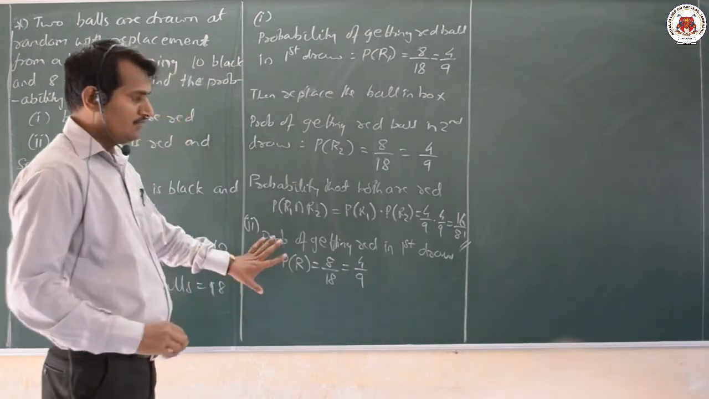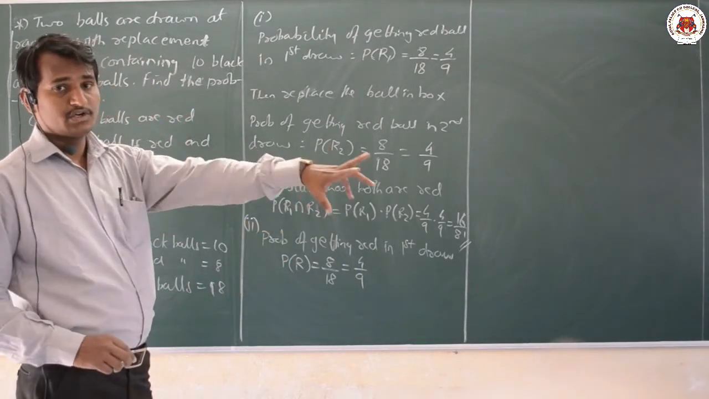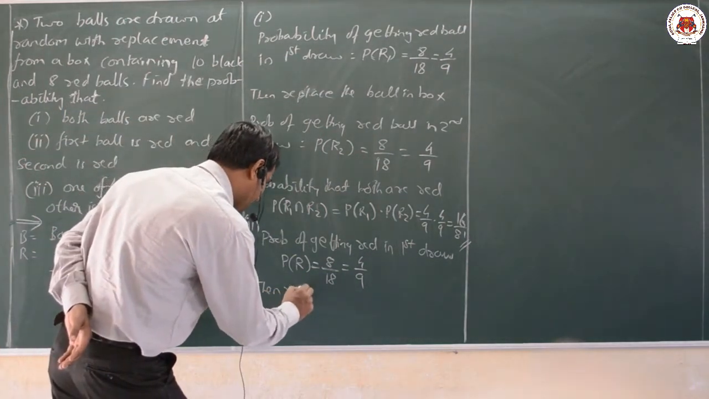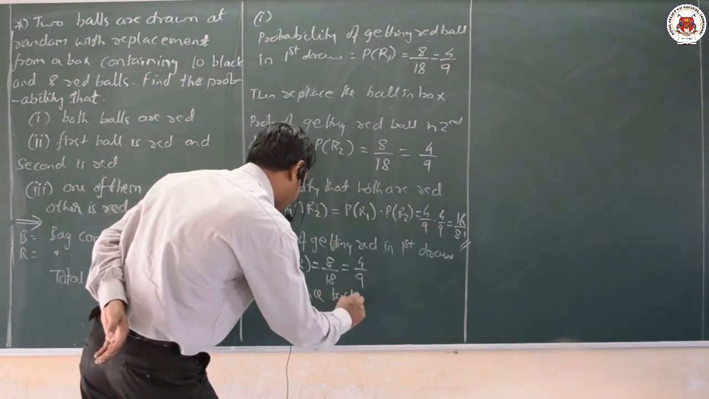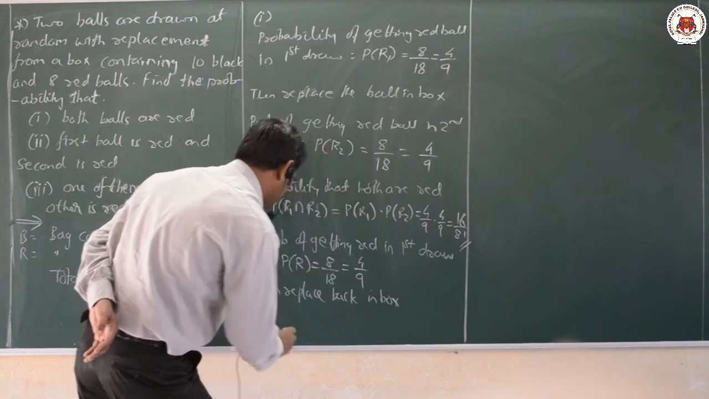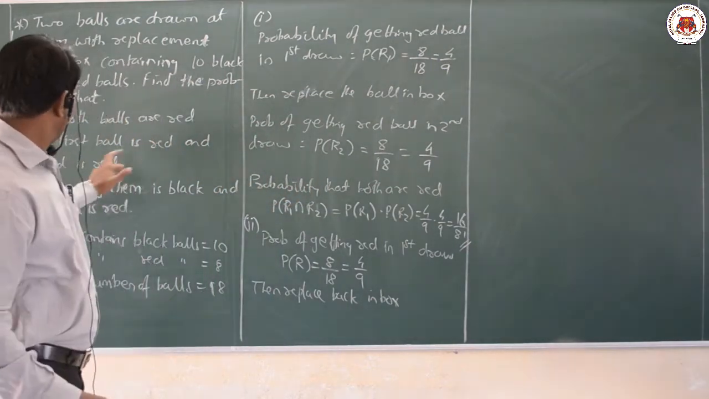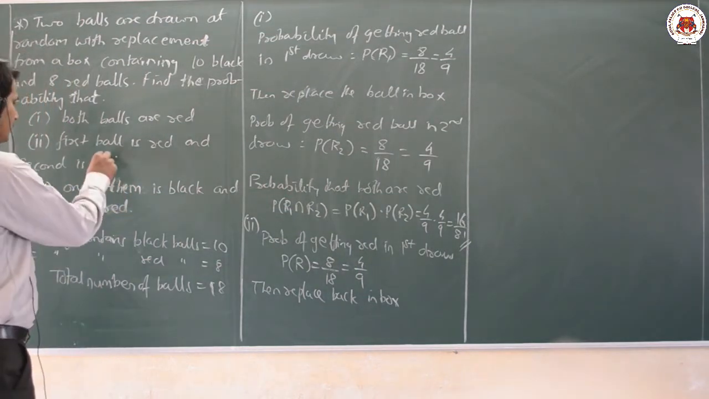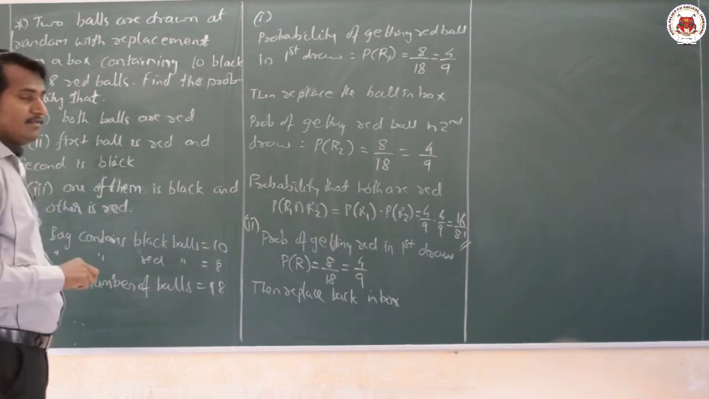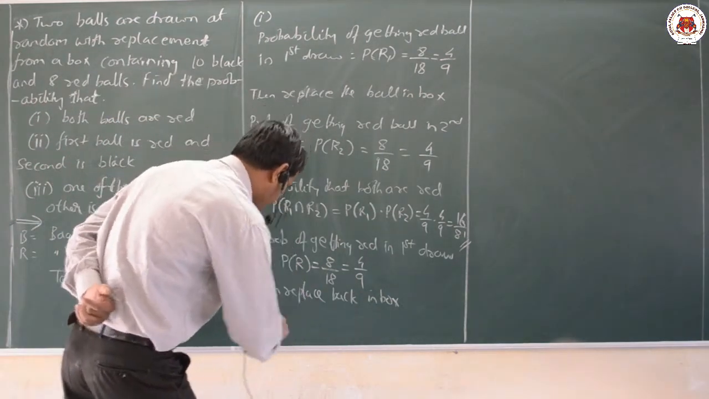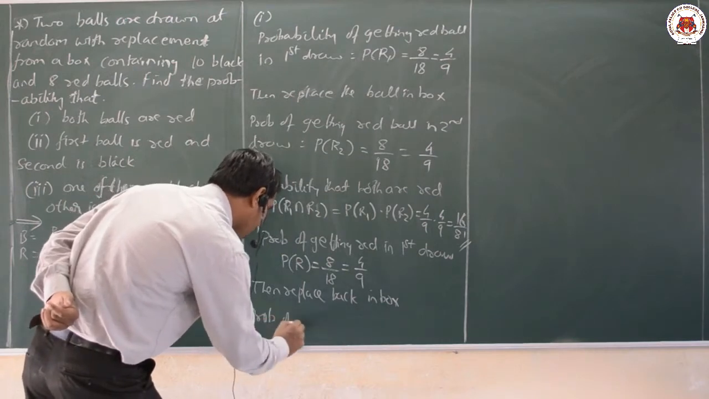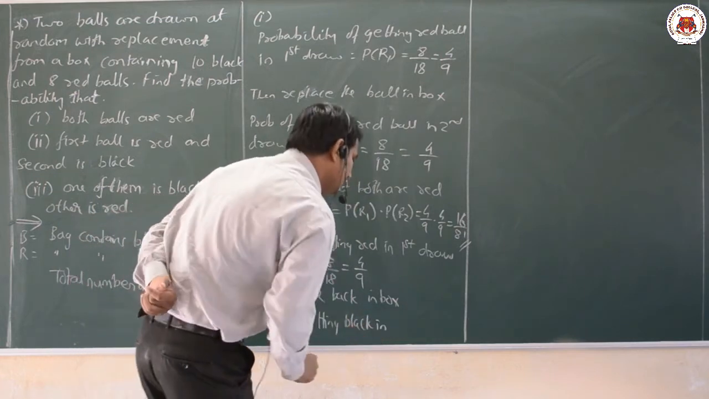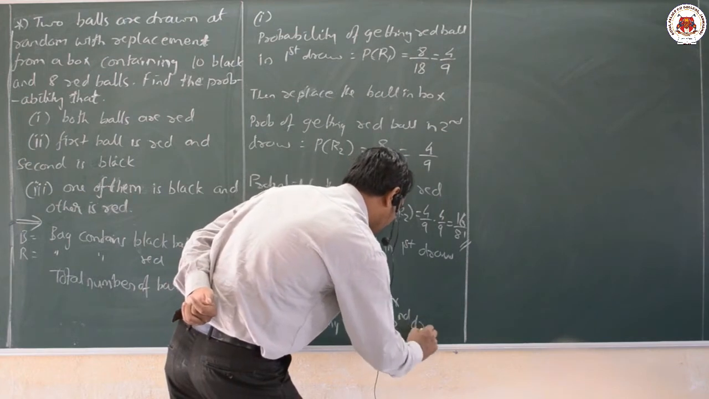In the first draw I have taken red, which means I have to draw 2 balls. First I have taken red, then I will replace it back in the box. Then again, what he has asked is that the first ball is red and the second is black. The second one I will take as black and then replace it back in the box. So the second is the probability of getting black in the second draw.